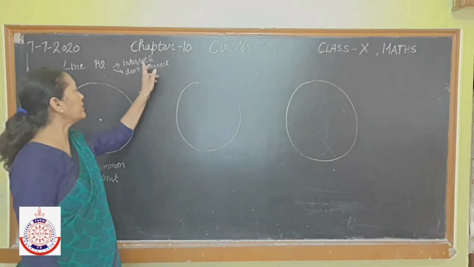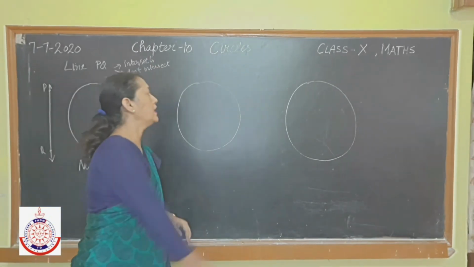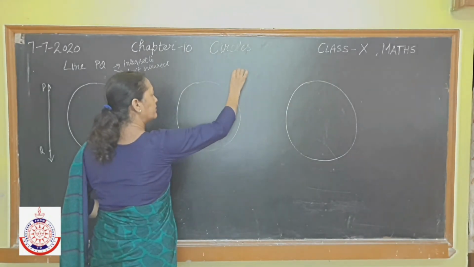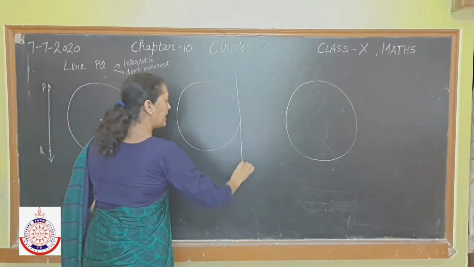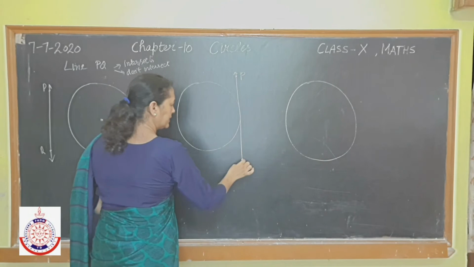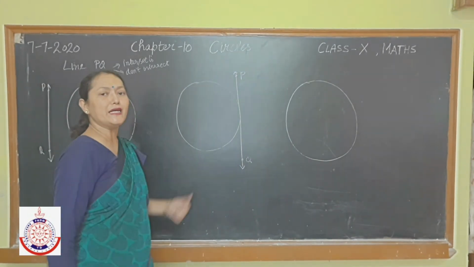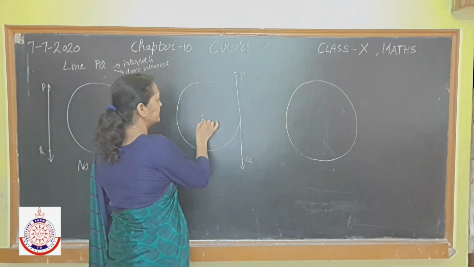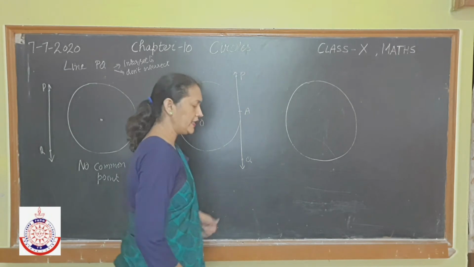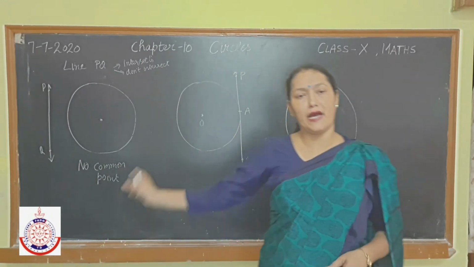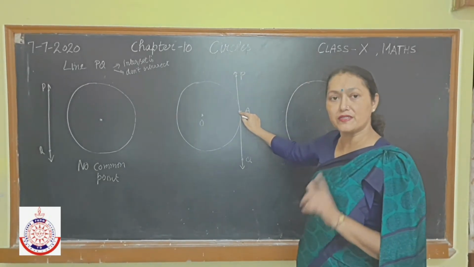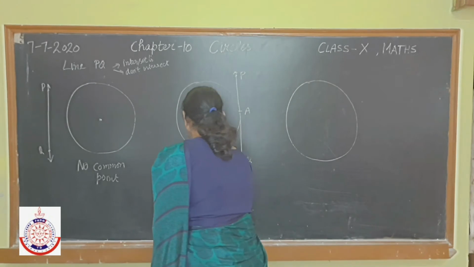Second case, when the line intersects, if we draw the line, it may pass like this. In this situation, this line PQ is intersecting the circle with center O at a point, let us name it point A. Here what we have seen, the line is intersecting the circle at a single point. So what we have got? We have got one common point.